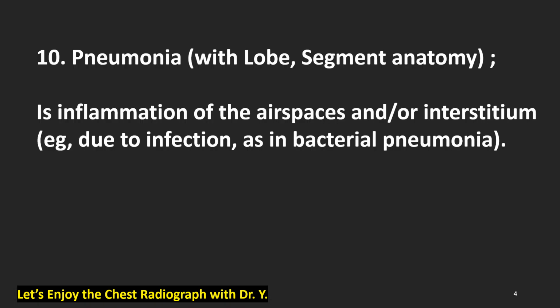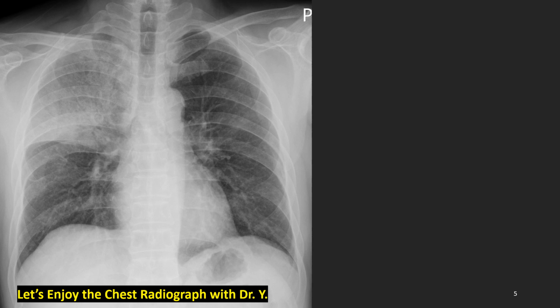Let's start our main game. Pneumonia, focusing on lobar segmental anatomy, is inflammation of the air spaces and/or interstitium, for example, due to infection as in bacterial pneumonia. Let's begin the first case. This is a frontal radiograph of a young man.